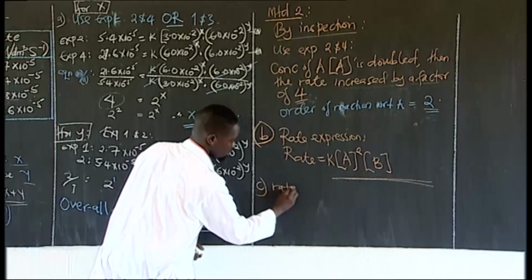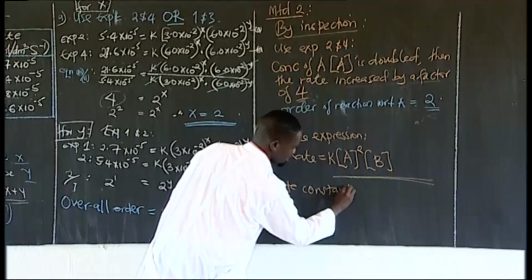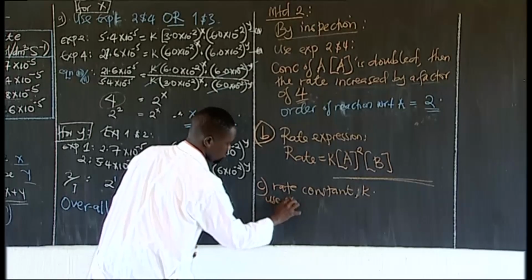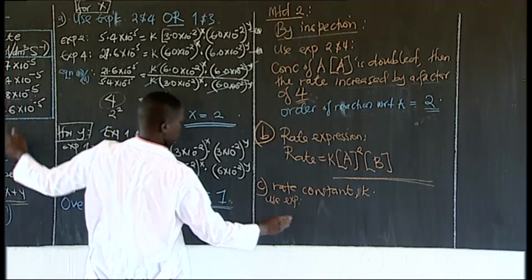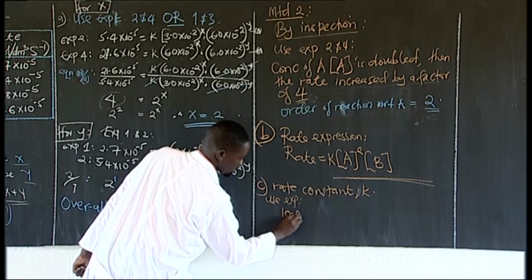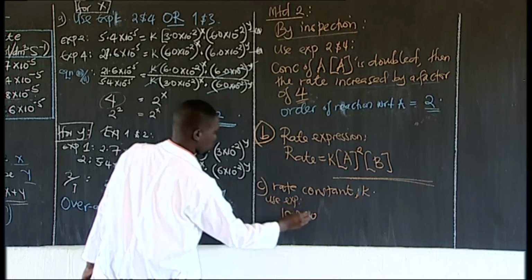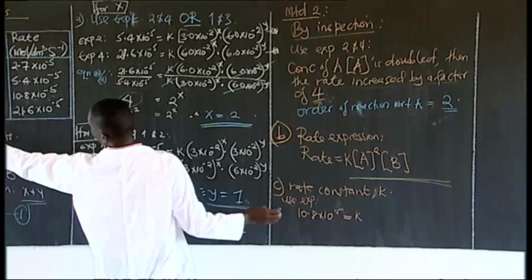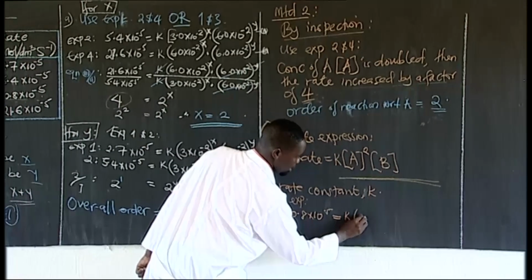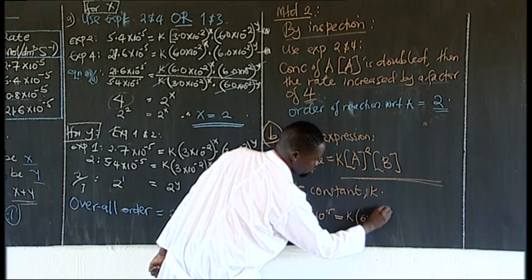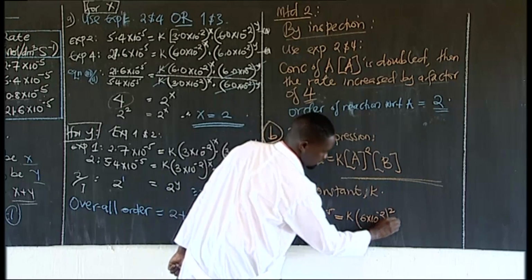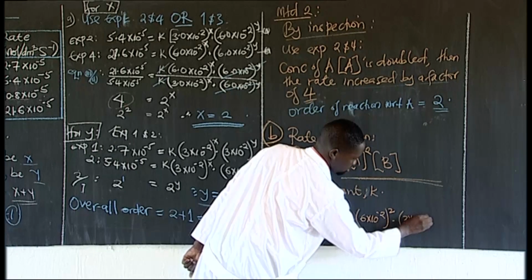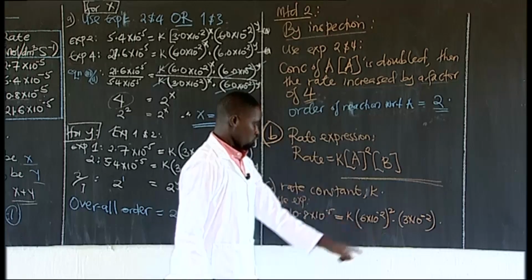So this is for the rate constant. How do we get it? Rate constant K. Let's use experiment 3. So that will be 10.8 × 10^-5 is equal to K, which we want, times the value of A, it is (6 × 10^-2) squared, times (3 × 10^-2) power 1.